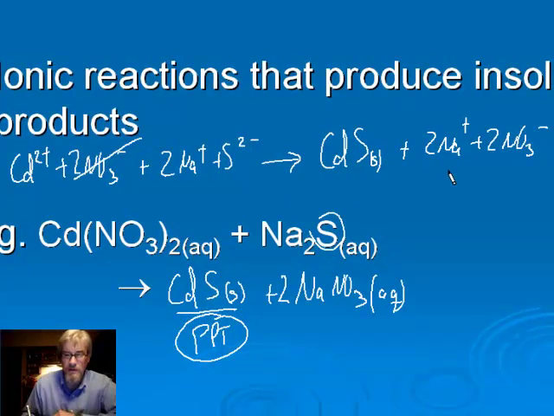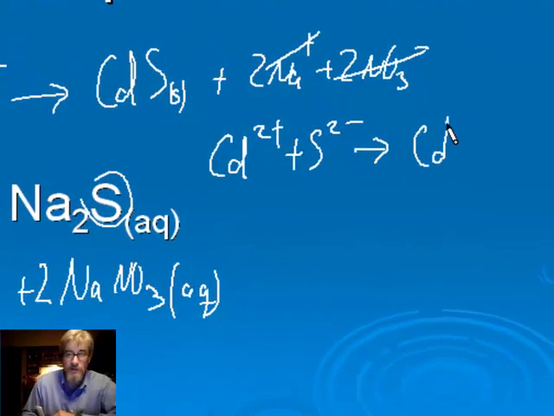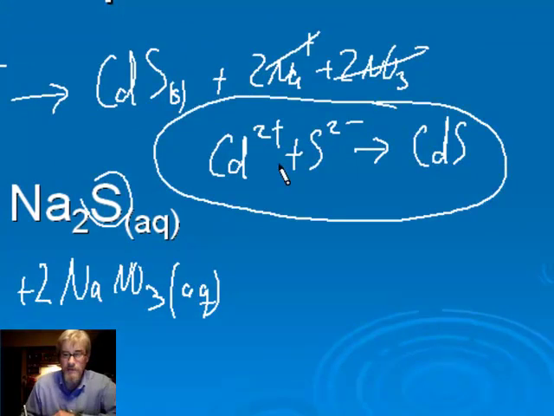I do have spectators here. Nitrate and sodium are both spectators. So the net ionic equation would be cadmium 2 plus S2 minus gives me cadmium sulfide. That's really what's happening in this reaction.